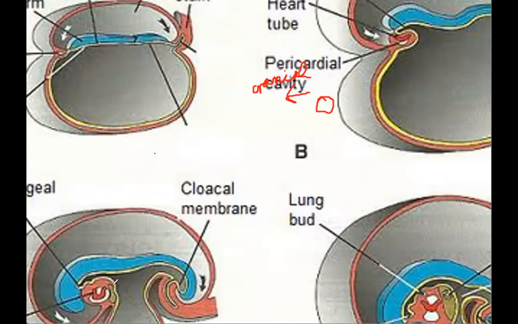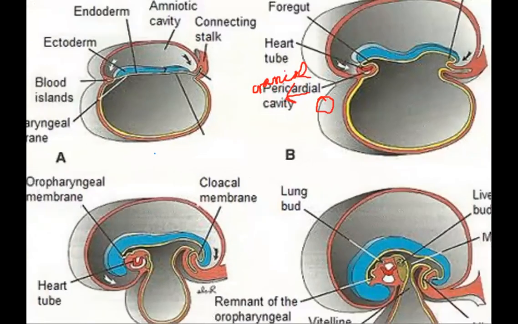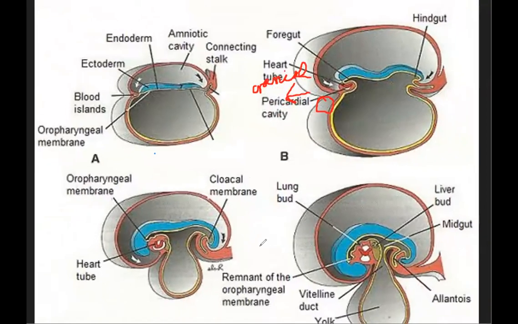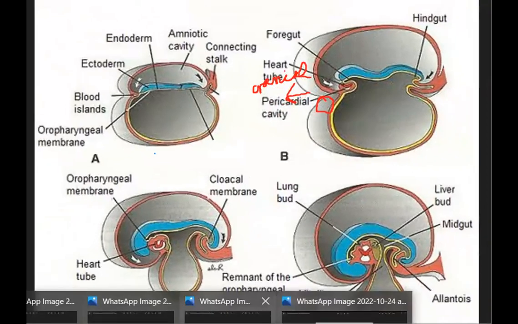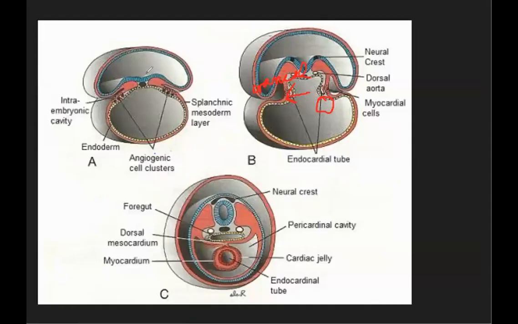Okay, and later on the area will grow, and the liver will also form in this area and other organs of the digestive tract. So you see here the liver bodies are raised. So this little area is the heart tube, and this is the same. Okay, now if we go to another picture, this one.